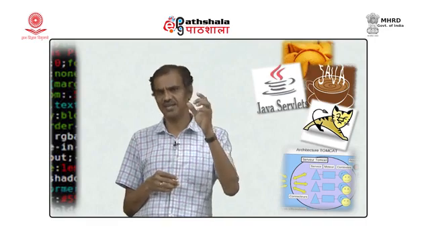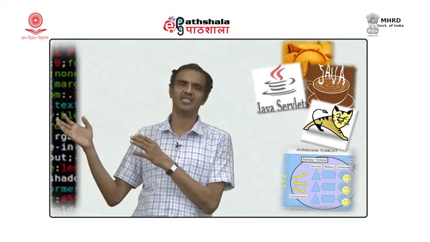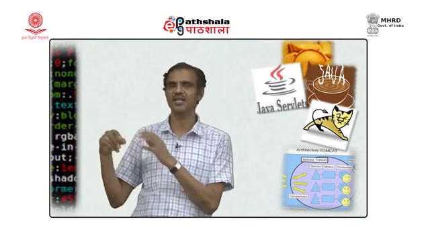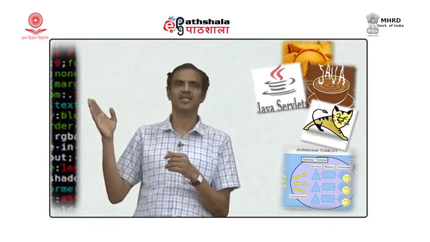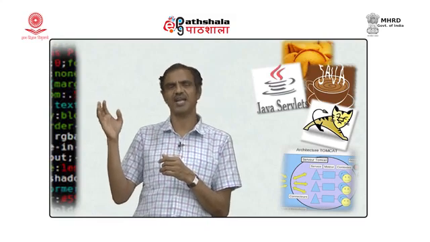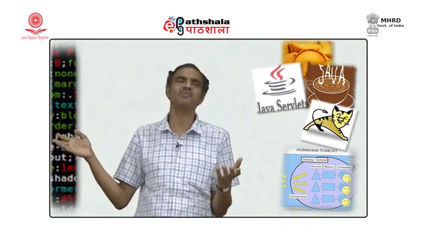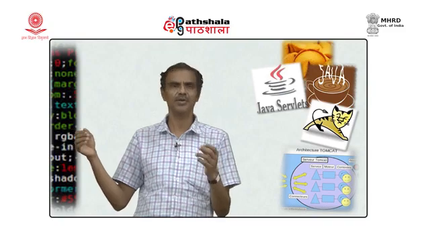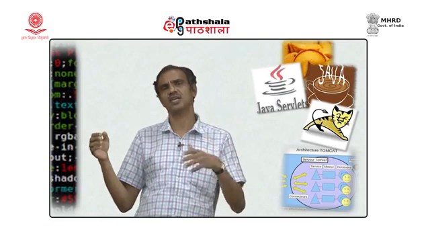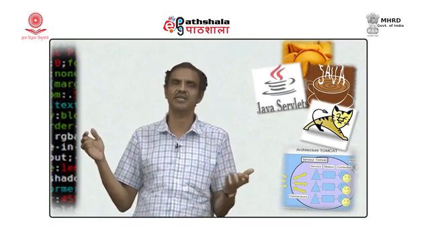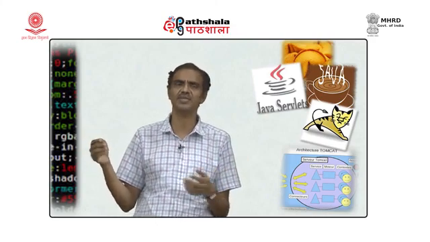You will have to say @taglib uri equal to, if you have kept it under the WEB-INF TLD folder, in double quotes /WEB-INF/TLD/C.TLD, and prefix equal to C. We normally keep the prefix as C to indicate it is a core tag. You could have kept any other prefix, but then every place you would have to follow that same prefix. The convention is to always use C for the prefix related to core tags.